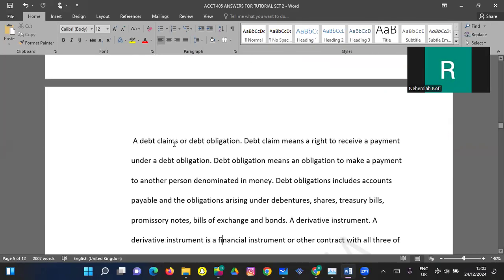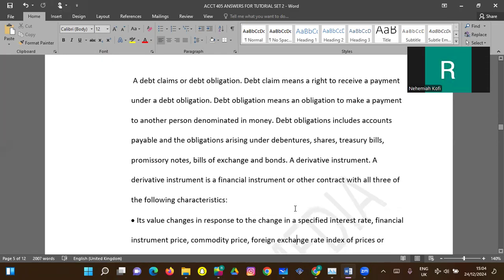So, a debt claim or a debt obligation. A debt claim means a right to receive a payment, and a debt obligation means an obligation to make a payment to another person denominated in money. Debt obligation includes accounts payable, the obligation arising under debentures, shares, treasury bills, promissory notes, bills of exchange and bonds. Then, a derivative instrument.